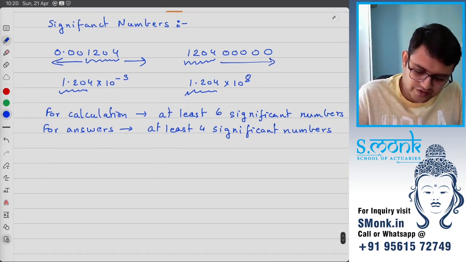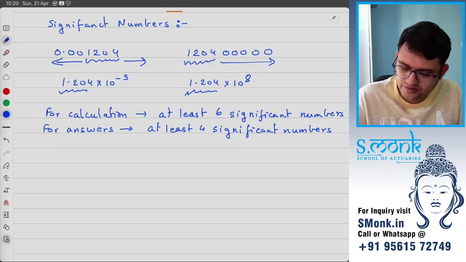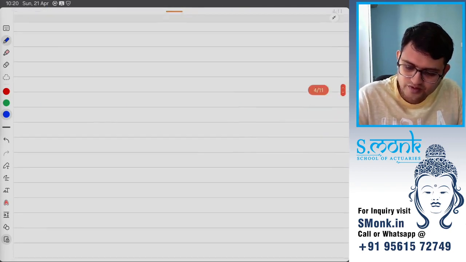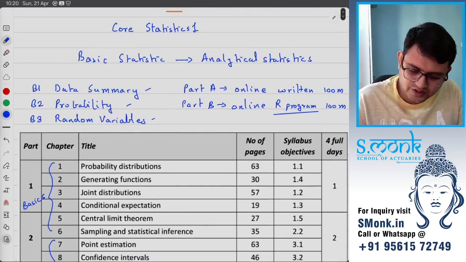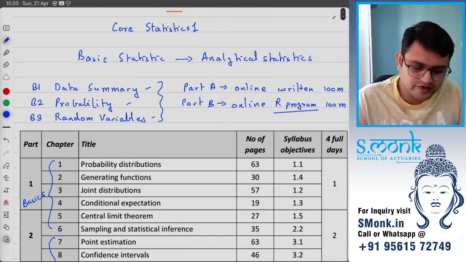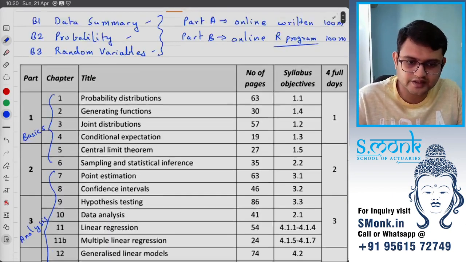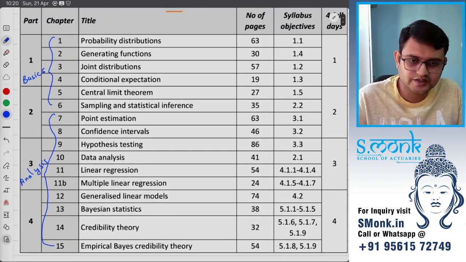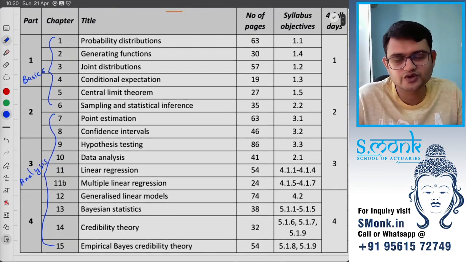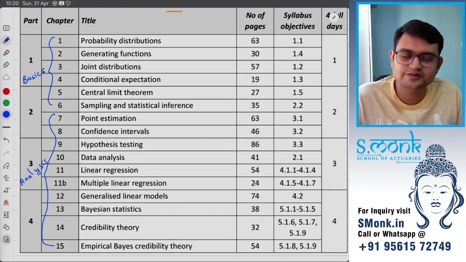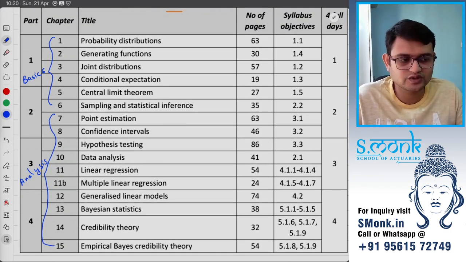So we have the 3 basic chapters. The 3 basic chapters we will study from a different book. Okay. And then these are the part of our course. Okay. The analysis part we'll be studying from a different book. Okay.